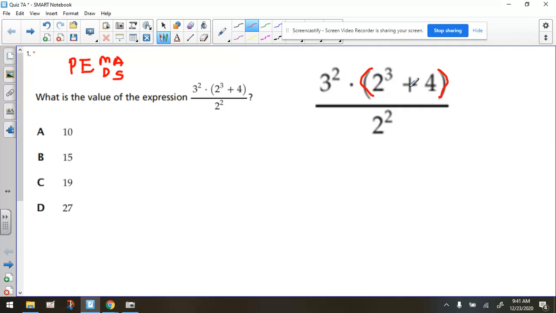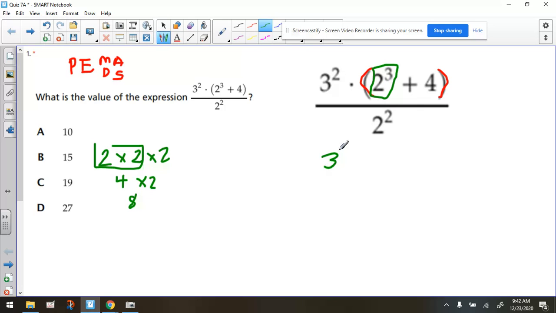So what do you do first out of those two? Well, we would always do an exponent before we add. So let's do that first. We're doing 2 cubed. Now remember, 2 cubed does not mean 6. It means 2 as a factor 3 times. So if we do that off to the side, we know that 2 times 2 is equal to 4, and we know that 4 times 2 is equal to 8.